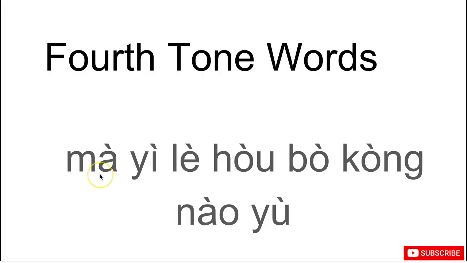All right, so let's pronounce this once each. Ma, yi, le, how, bo, quand, now, you. All right, so let's go 6 times each. Ma, ma, ma, ma, ma. And the second one, yi, yi, yi, yi, yi, yi. The third one, le, le, le, le, le, le.